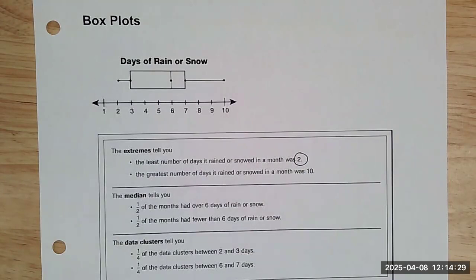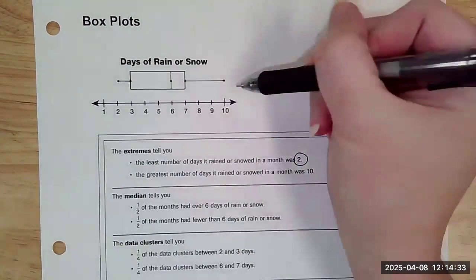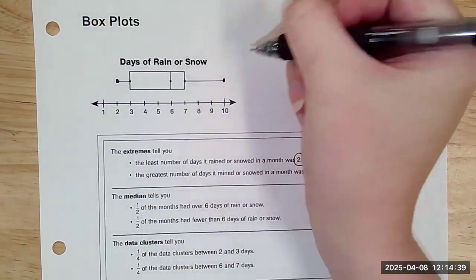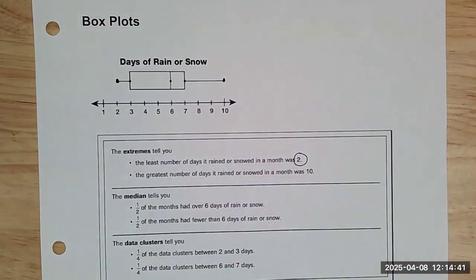So this says the least number of days it rained or snowed in a month was 2. Okay. The most number of days that it snowed in a month was what? 10. And that's this point right here. So this endpoint right here is the lowest point. This endpoint right here is the highest point. Those are going to be your extreme values on a box plot.